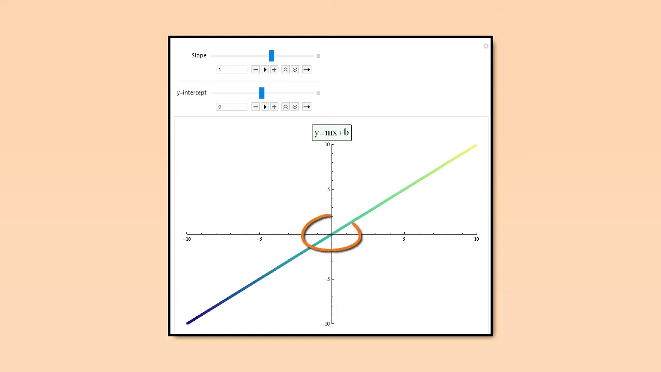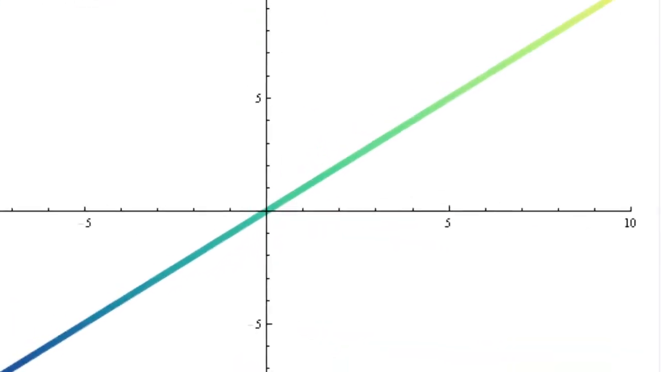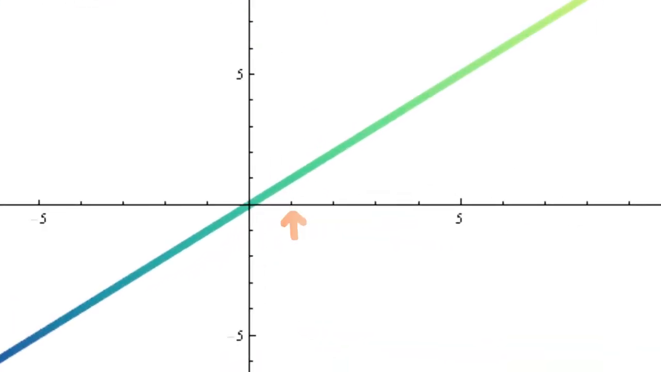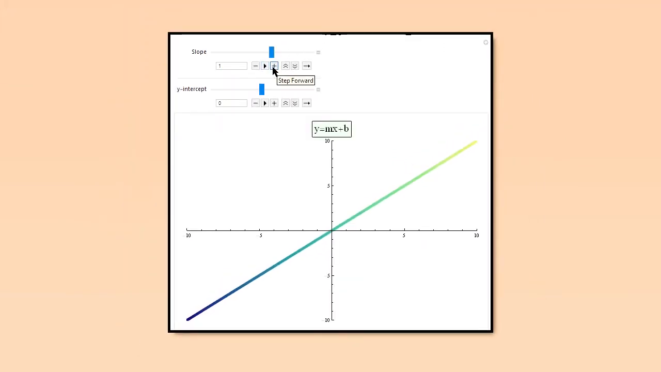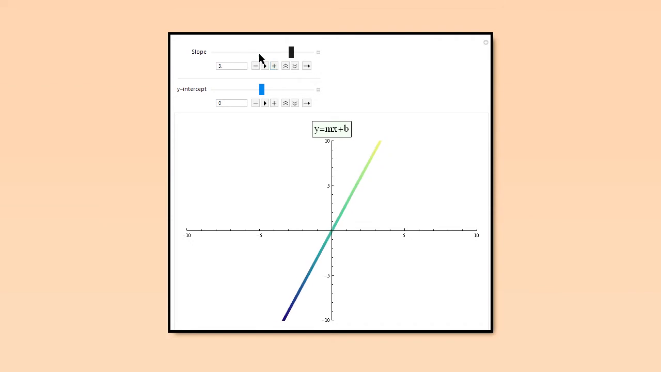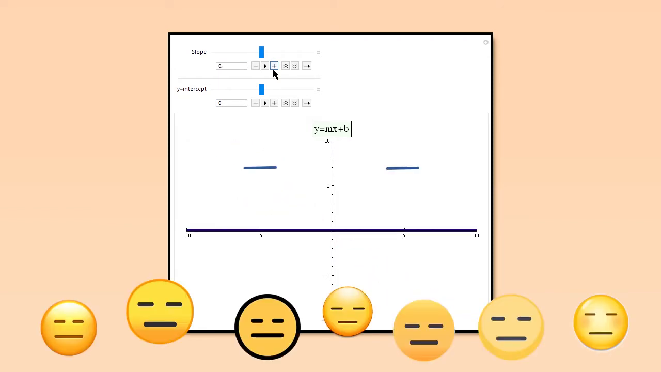Notice that this line intersects the y-axis at 0. This matches the y-intercept of 0. Also notice that for every increase in x by 1, the y value also increases by 1. That's the slope. Let's see what happens when we increase the slope of the line. An increase in slope makes the line steeper. We can also go the other way, decreasing the slope of the line, making it steep in the negative direction. Also notice that a slope of 0 makes the line flat.